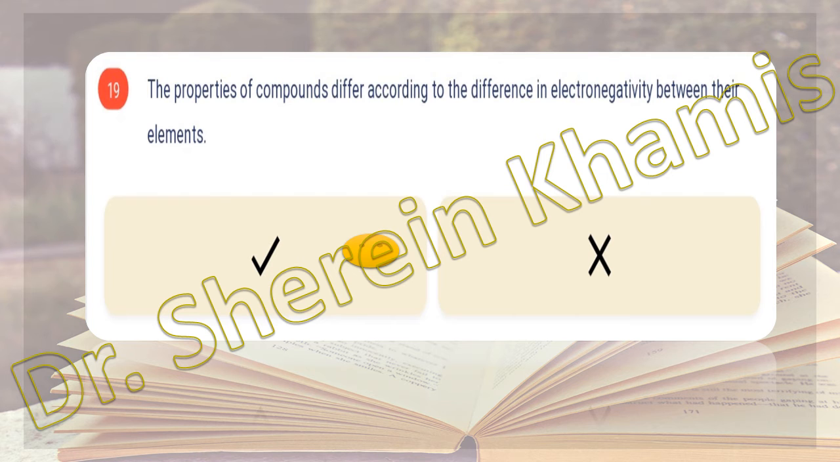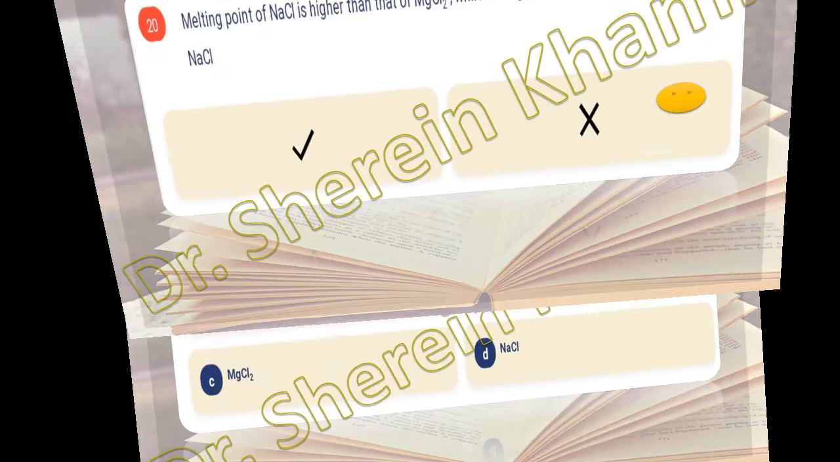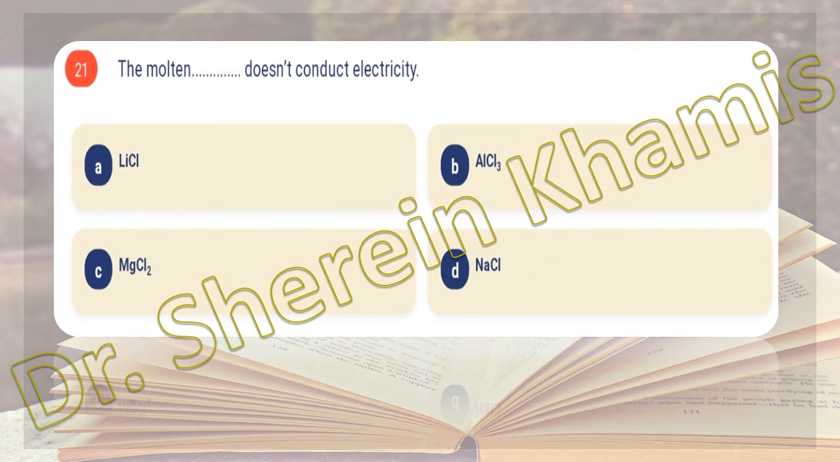Okay, let's go to question 20. Question 20 says that the molten one doesn't conduct electricity. We said that to conduct electricity, we need a molten compound or a solution. But for a substance where the difference in electronegativity between the elements of the compound is relatively low, it will behave like a covalent compound, so it won't conduct electricity, as this is a property of covalent compounds.